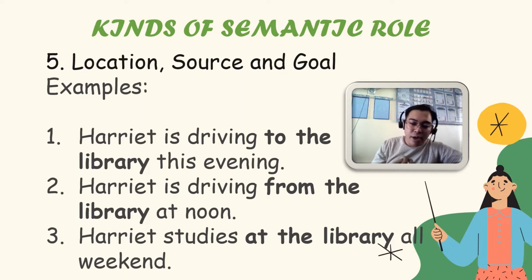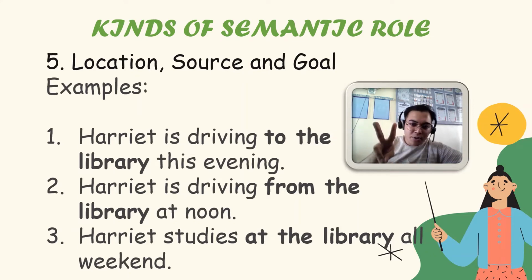Okay, so driving to the library, that means that the first sentence here is considered a semantic role of location. Now, for number 2, we have here, Harriet is driving from the library at noon. On sentence number 2, the source is the entity from which the action of the verb originates. In which sentence does it originate in the library? It originated from the library. So this time, sentence number 2 is considered a semantic role, which is a source.